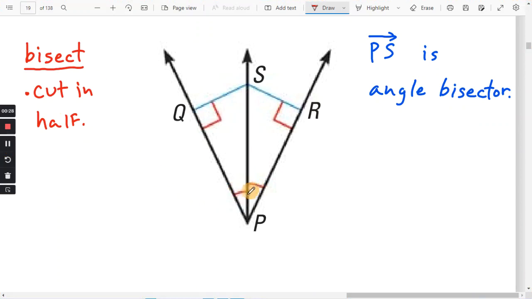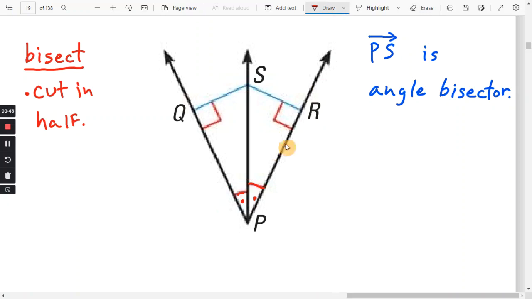We can see these two angles down here are congruent. You see this mark right here and that mark right there. This angle matches this angle. So this ray right here is cutting this angle P in half. So that ray is an angle bisector.